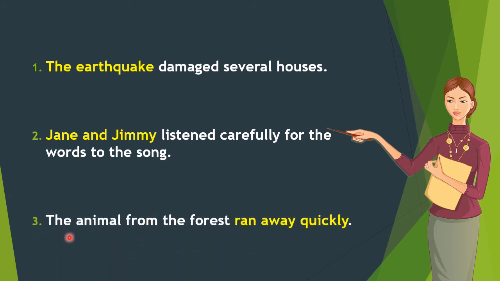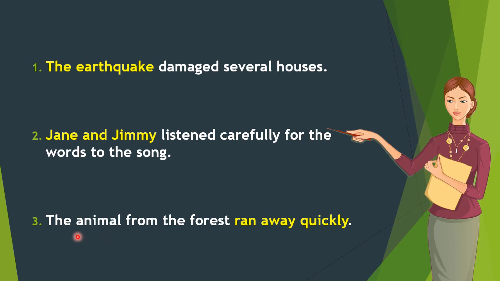Number 3, the animal from the forest. Okay, so the animal from the forest, this is a fragment sentence. It's not completed. I'm going to make it complete by adding the predicate part. So I'm going to say ran quickly or ran away quickly. We can say ran quickly away or ran away quickly. It's the same thing, but I chose this one, ran away quickly. So what did I add here? The missing part, which is the predicate part, in order to make this sentence a completed sentence.